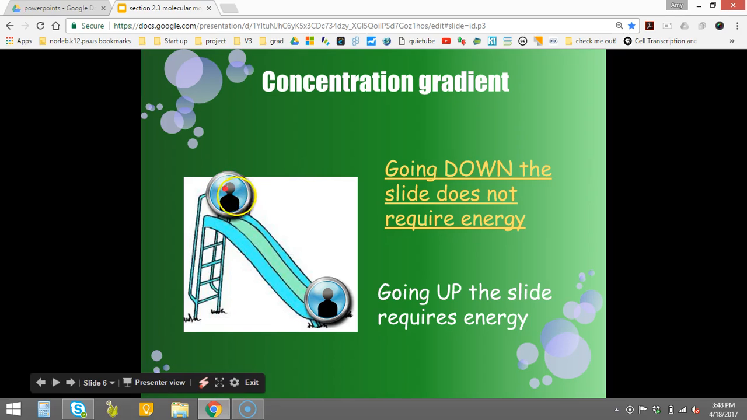So if you're here and you're going down the slide, no energy required. Climbing back up the slide, however, does require energy. So we either say that our movement of molecule processes go down the concentration gradient or they go up the concentration gradient.